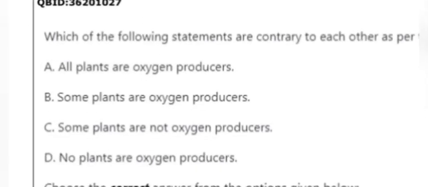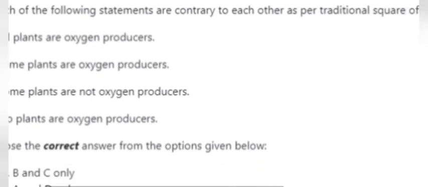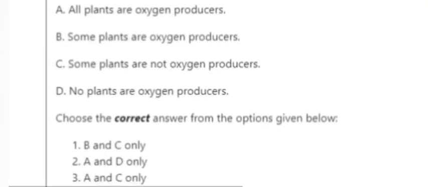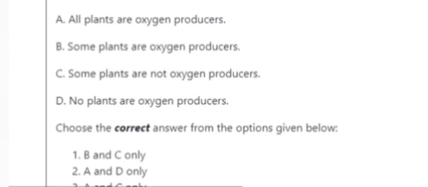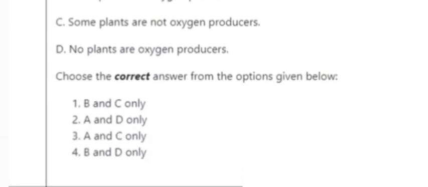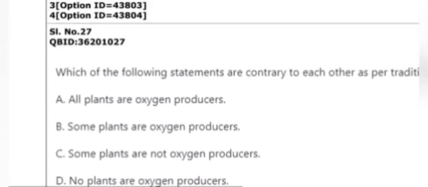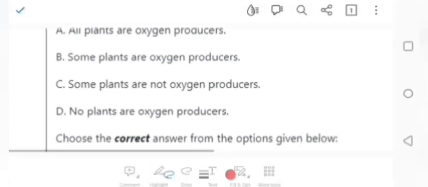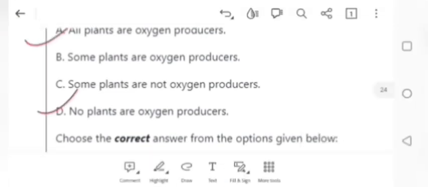Next. Which of the following statements are contrary to each other as per the traditional square of opposition? A, B, C, D are given. A: All plants are oxygen producers. B: Some plants are oxygen producers. C: Some plants are not oxygen producers. D: No plants are oxygen producers. B, C; A, D; A, C; B, D. Question 27, it will be A and D. A and D are correct.